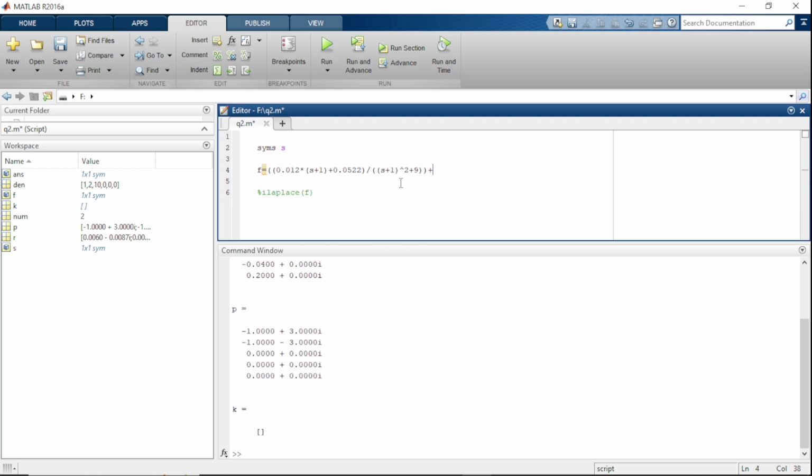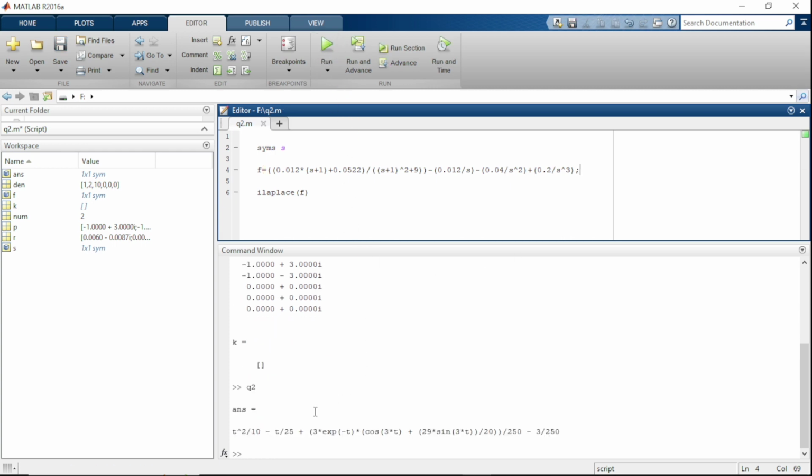Then the second one is minus 0.012 divided by s, minus 0.04 by s square, and the third portion is 0.2 divided by s cube. Okay, then just write ilaplace of function f, and we will get the inverse Laplace.